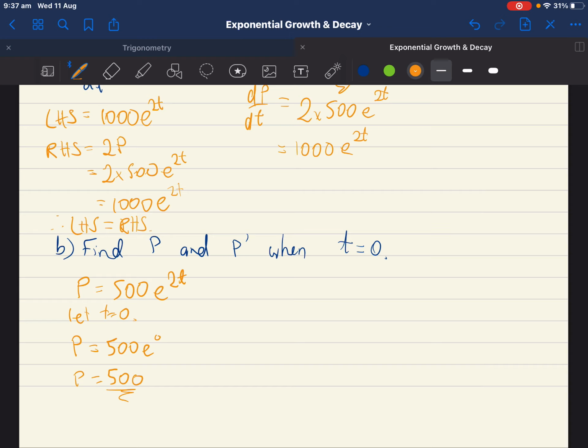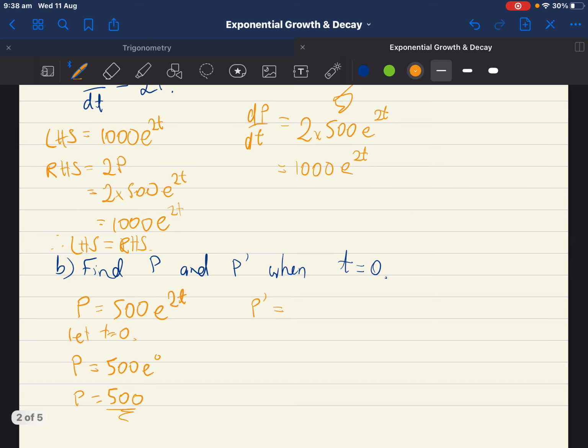What would P dash be, or dP/dt? What that stands for is how much the population is changing. We found this formula in part A, it's 1000 e to the 2t. We're trying to find the initial situation, in other words, when t is equal to 0. So you end up with ultimately 1000. So P is equal to 500.